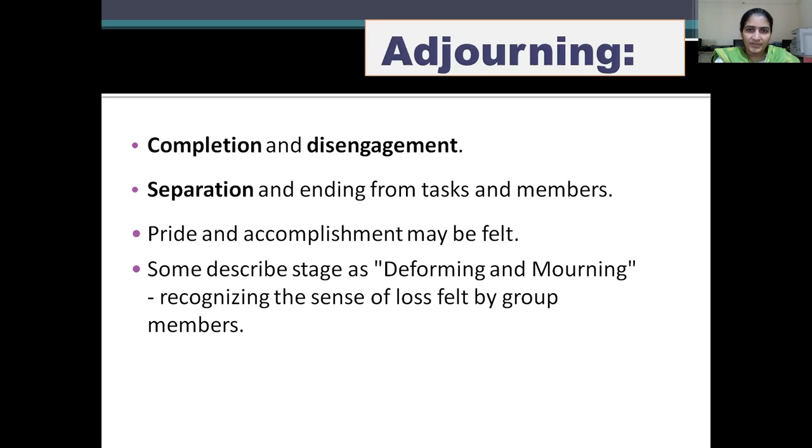Pride and accomplishment may be felt. So if the common goal has been achieved, if the set tasks are achieved, then here the pride and accomplishment may be felt among the group members. Then some describe this stage as deforming and mourning, like recognizing the sense of loss felt by the group members.